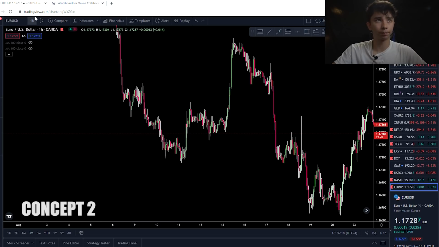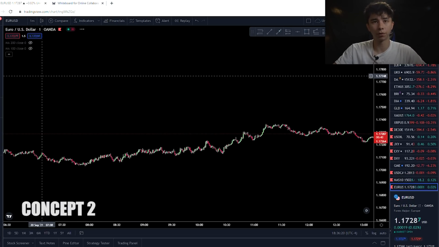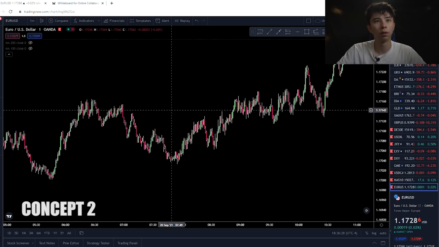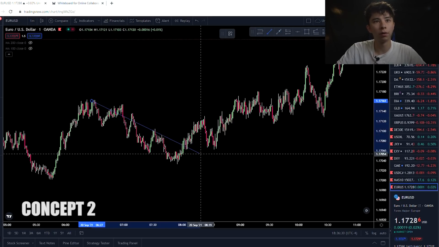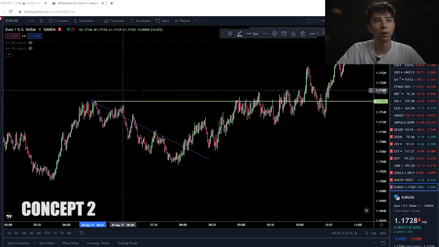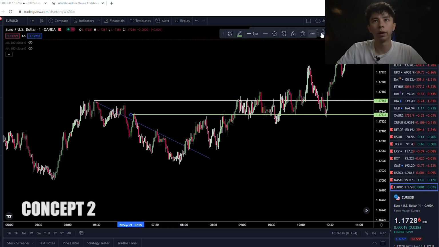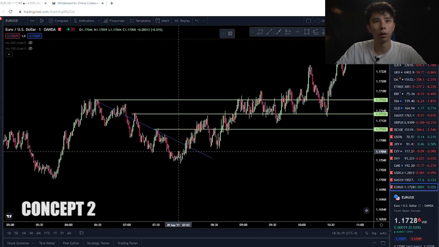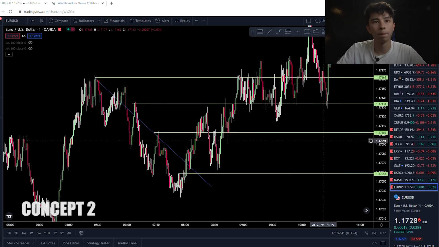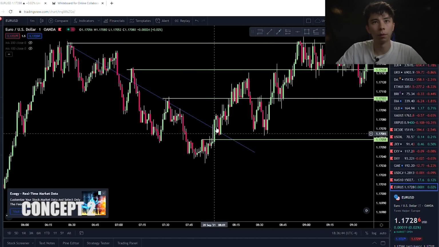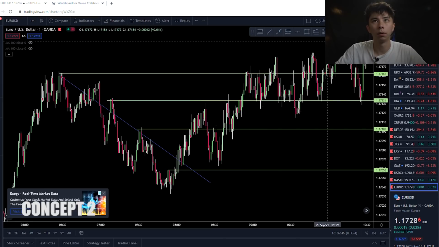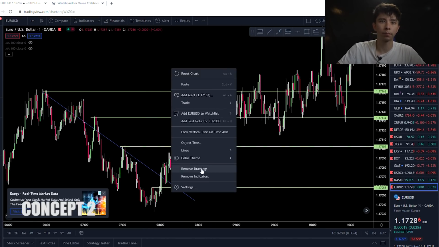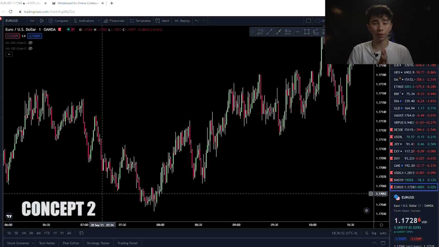Just as an example, we will go to the 1 minute time frame just to show you guys. Okay, so we're on the 1 minute time frame. Here we can see we are in a downtrend right here. And we have lower high, lower high, lower high, and a lower high. Now we're looking for a candle to close above. The candle closed above right there, and it turned into an uptrend. Okay, so that's concept number 2.